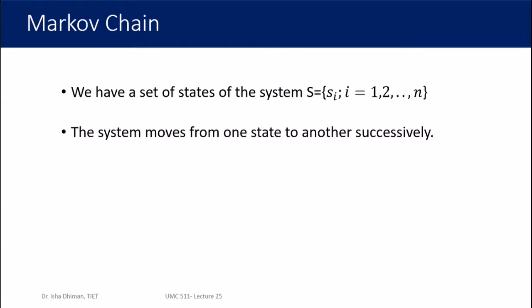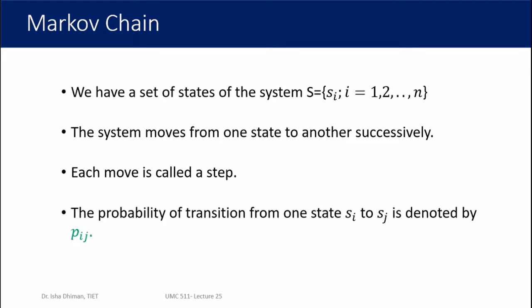Whatever unit of time you consider, 1 day, 1 minute, 1 hour, that depends upon your observation when the system is undergoing a change from one state to another, but it definitely changes from one state to another. Each move or each transition is called a step. The probability of transition from one state Si to some other state Sj is denoted by Pij.